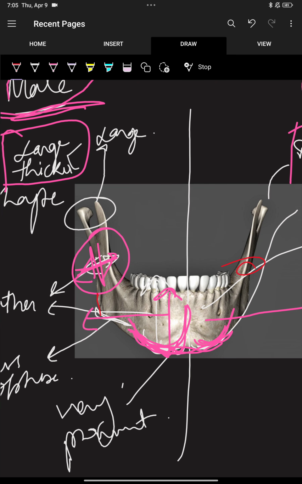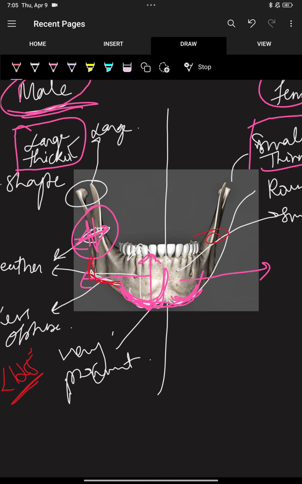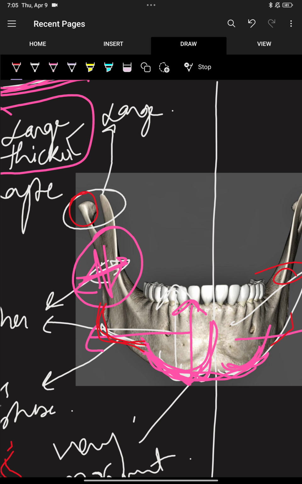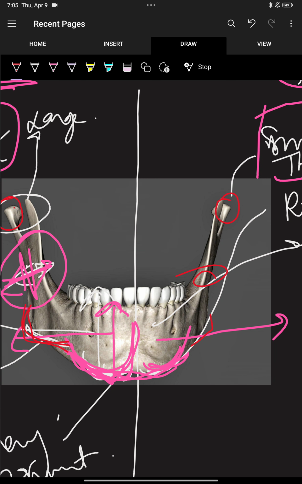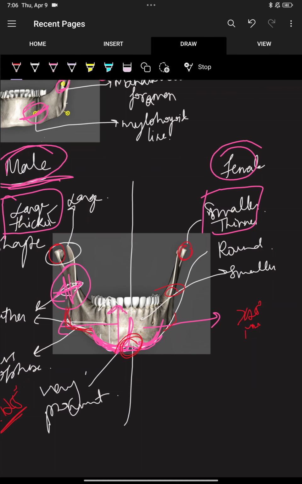Then what about the angle? The angle of the mandible is less obtuse in males, that is less than 125 degrees, and it looks everted. It is more obtuse, more than 125 degrees, and inverted in females. Then we have the condyles. Can you see this condylar process? These are large in case of males and smaller in case of females. The mental tubercle is very large and prominent in males and insignificantly seen in females.